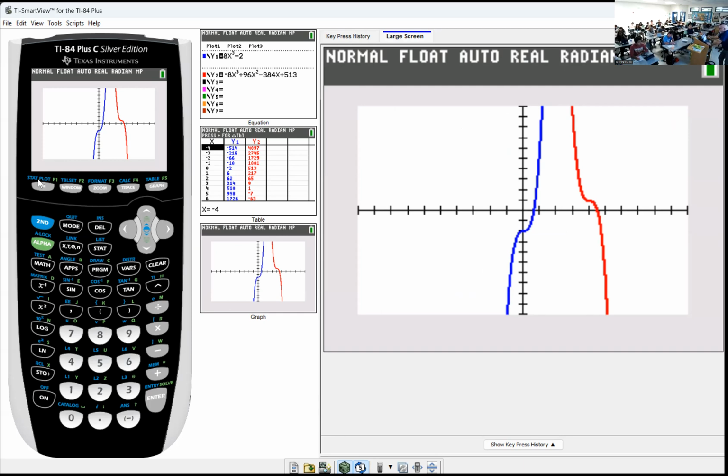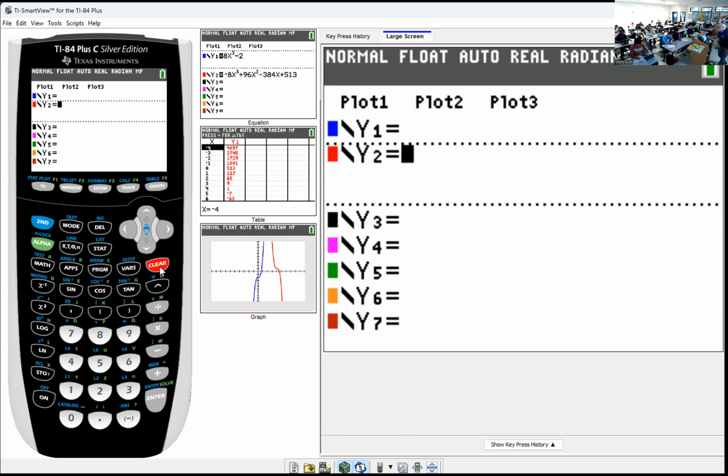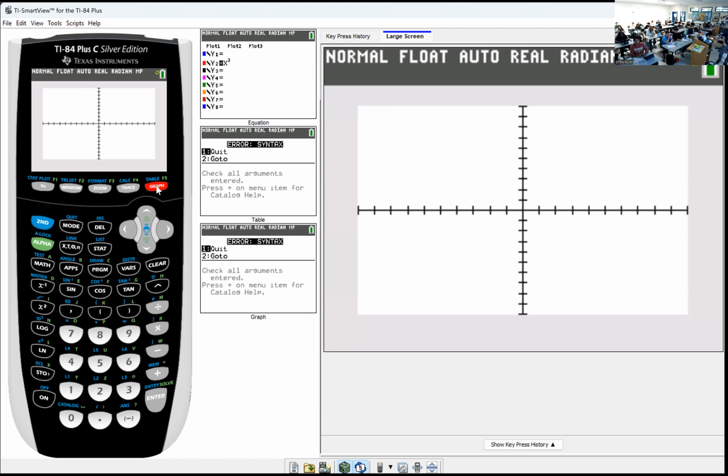So I'm going to go to my y equals screen and clear out anything that's already there. My plots are off. And my f of x is x cubed minus 6. And if I graph this, I would expect a cubic function that's 6 units below the x-axis, right there.